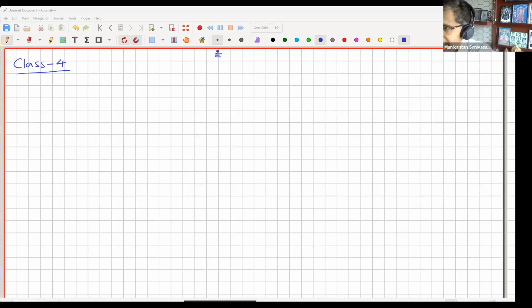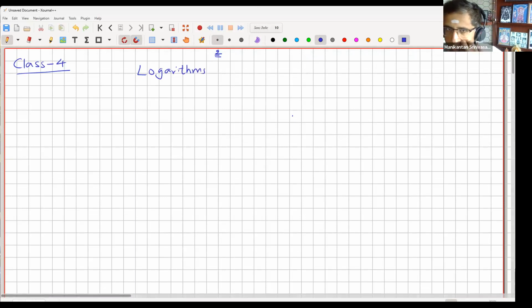So we did exponentiation, exponents yesterday, and then a closely related topic is logarithms. Again, you would have done logarithms in some form or shape before, but we'll get started from the basics, right?